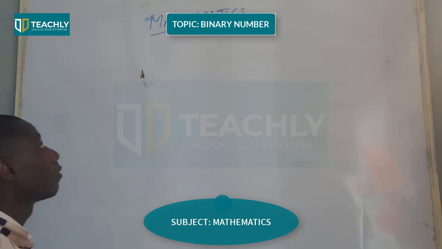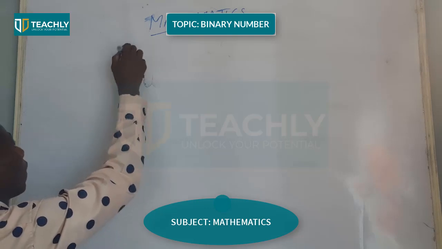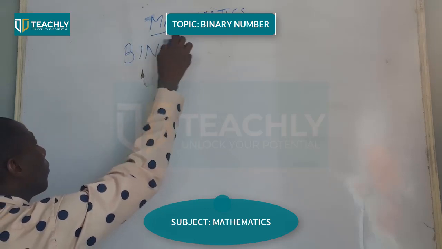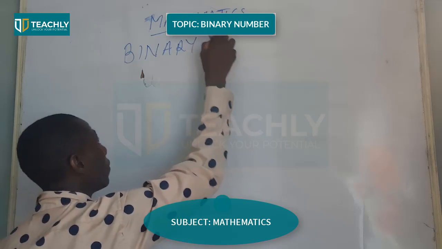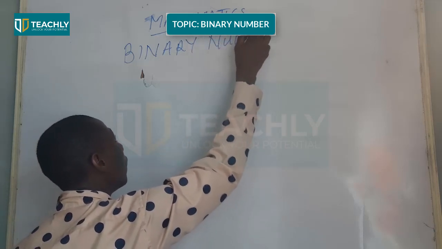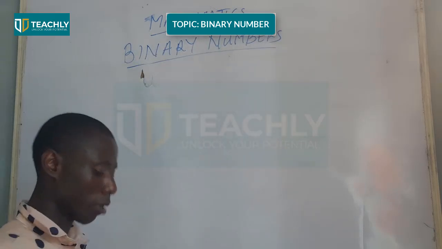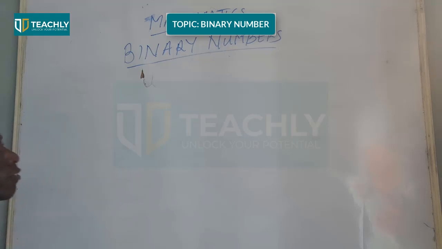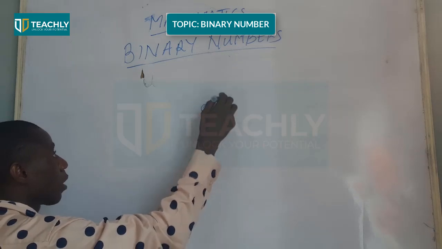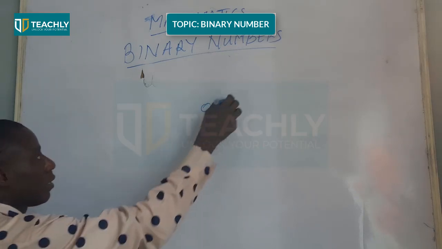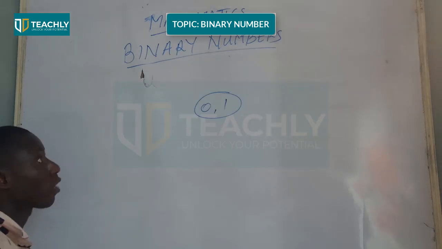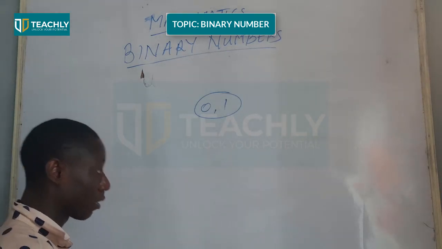Today's topic is binary number. When we are talking about binary number, it has to do with counting in digit of 2. So when you are counting in digit of 2, what are those two digits? Digit of 0 and 1. When you are counting in digit of 0 and 1, it is referred to as binary number, that is base 2.